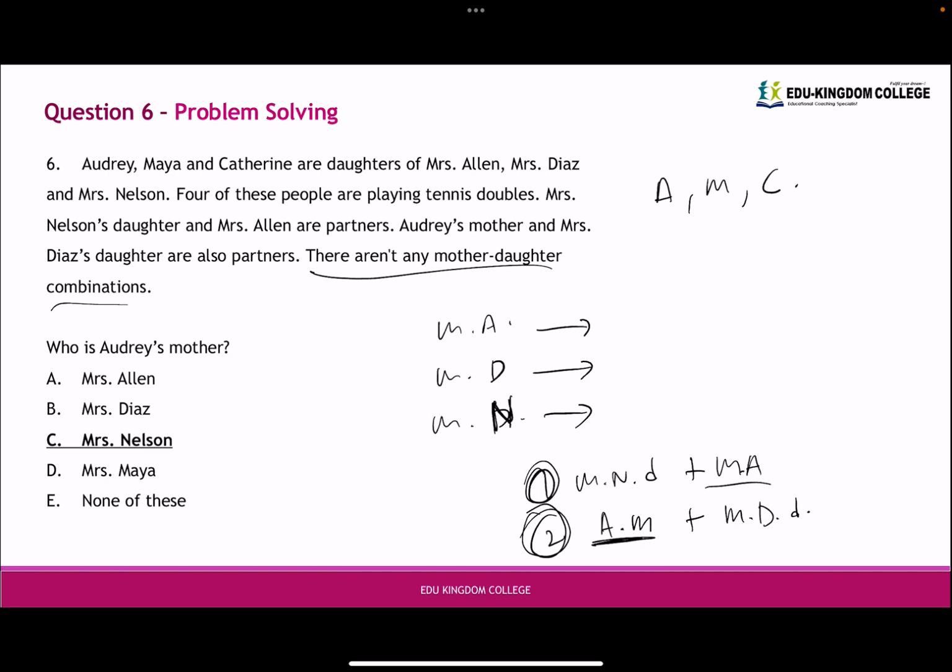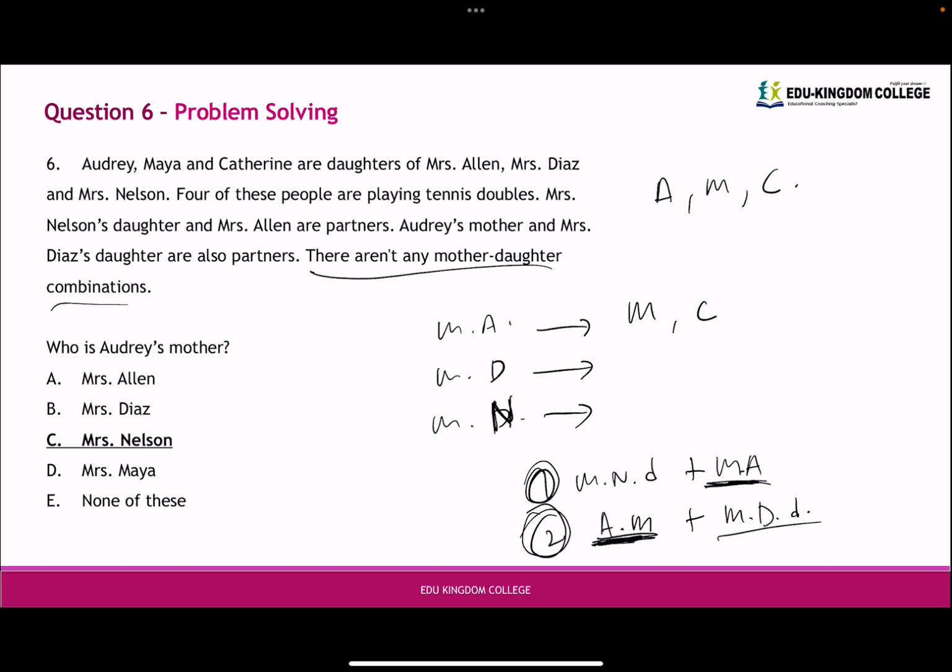Okay, so we know Mrs. Allen and Audrey's mother. Mrs. Allen can't be Audrey's mother, because Audrey's mother and Mrs. Allen would then have to be the same person, but they're on 2 different courts. So you can't have the same person on 2 different courts. So Mrs. Allen has to be either Maya's mother or Catherine's mother.